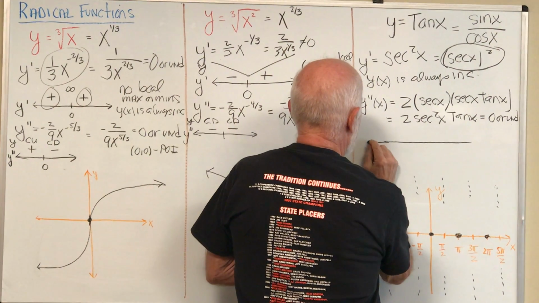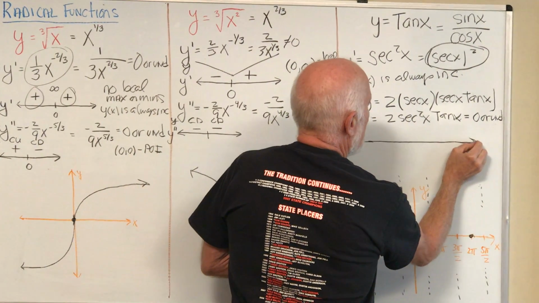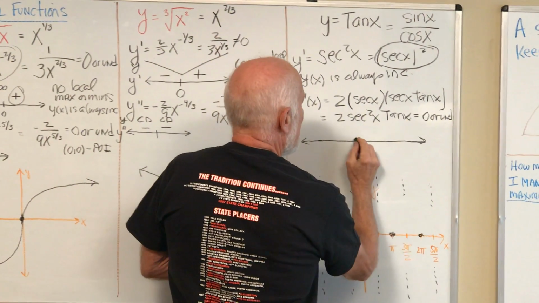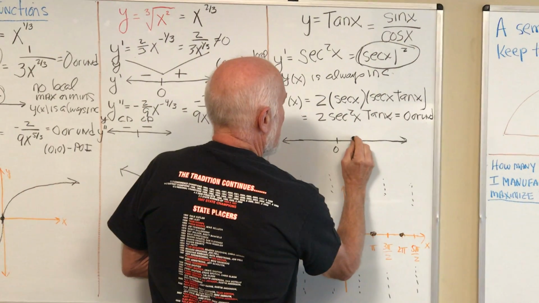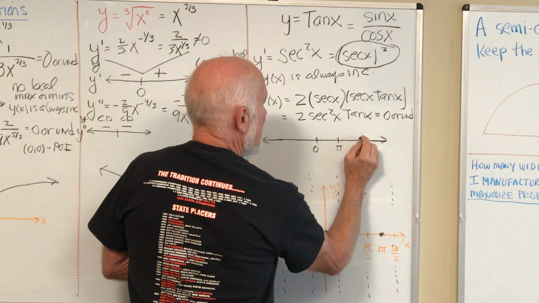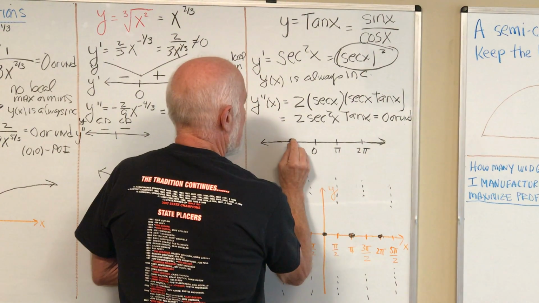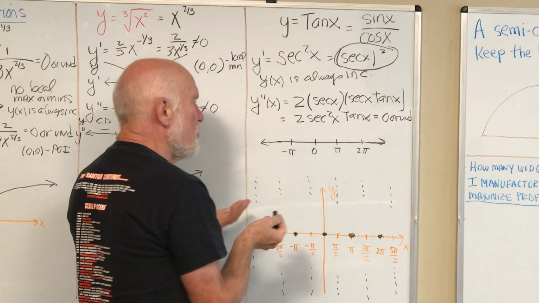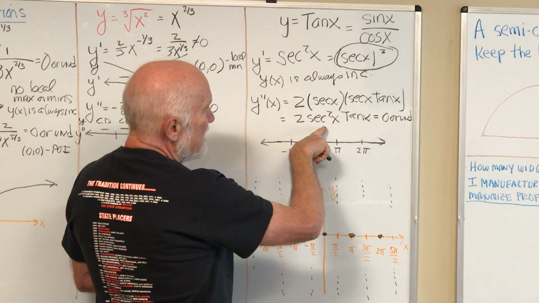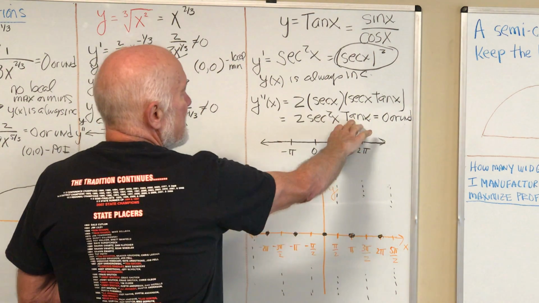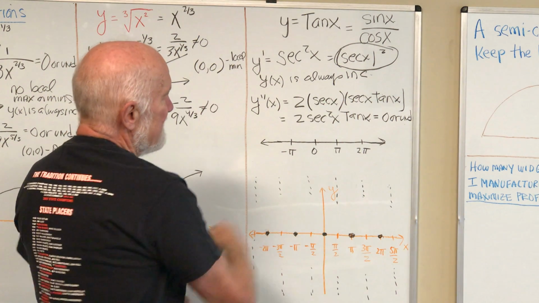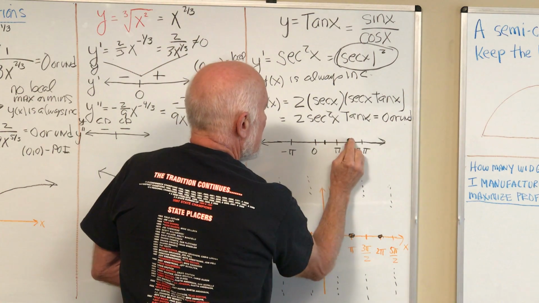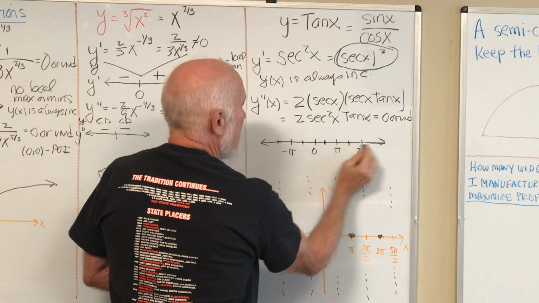So if we put it on the number line, the second derivative is going to be 0 at 0 and pi, and 2 pi, and negative pi. And we're also, maybe, since it's going to be undefined at the tangent of x, sine over the cosine at pi over 2, we could put those values of pi over 2 in here.